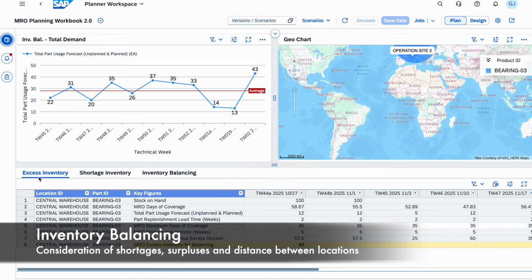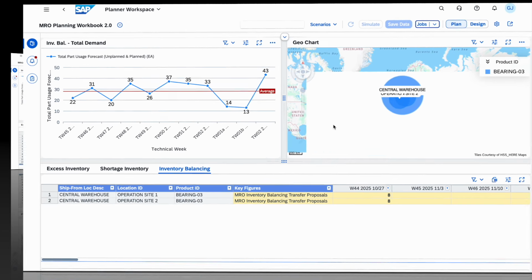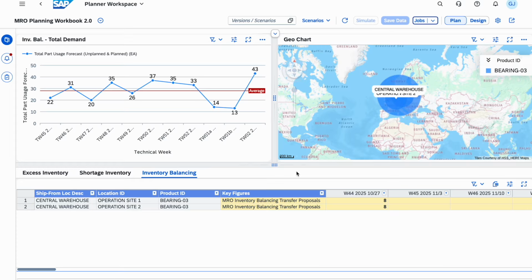Inventory balancing prevents unnecessary purchasing when surplus stock exists in the network. IBP recommends stock transfers by comparing shortages and surpluses and considering distances between operational sites. Optimizing working capital means having the right parts exactly where and when they're needed.